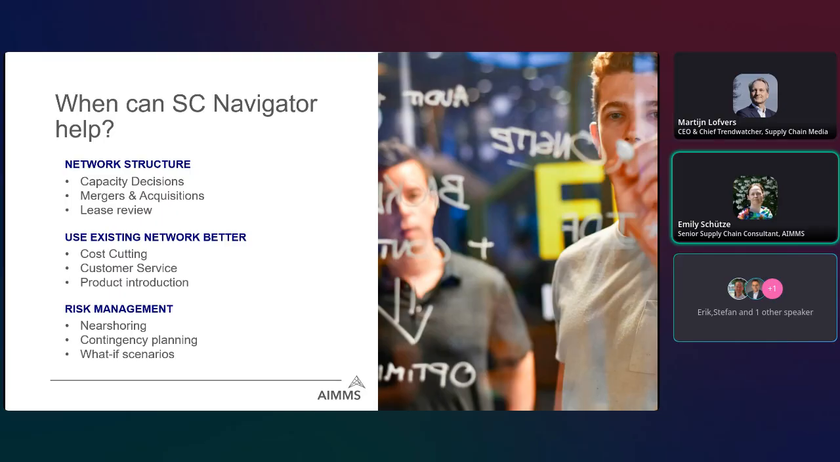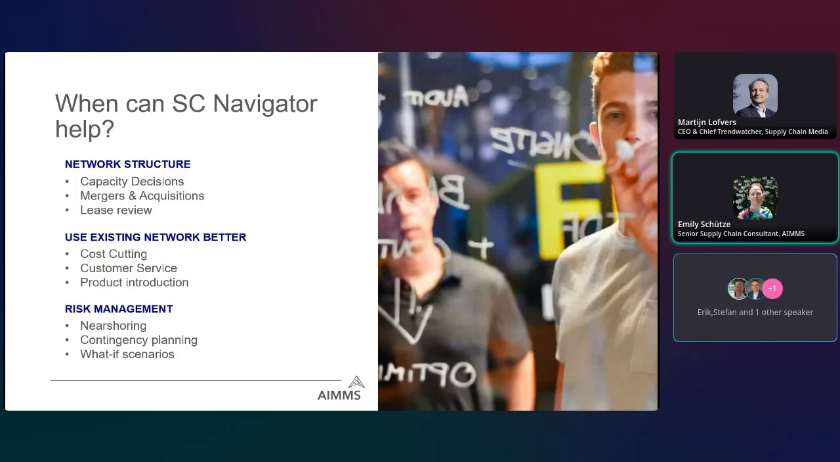Yes, so SC Navigator is our out-of-the-box network design solution. And I would say in network design, there are three main types of questions. So there's the big questions about network structure. So in the long term, in the strategic time frame, where should a company be operating? How much capacity does it need? Where should that capacity be? And when do they need it? And this is where a lot of companies start with network design, and Aliaxis is an example of that.